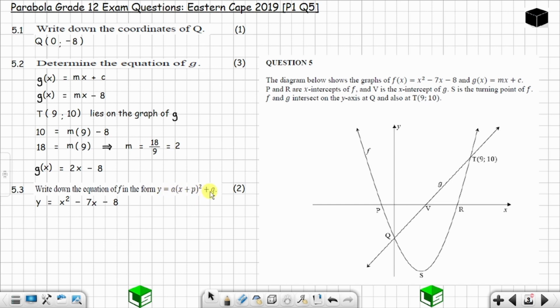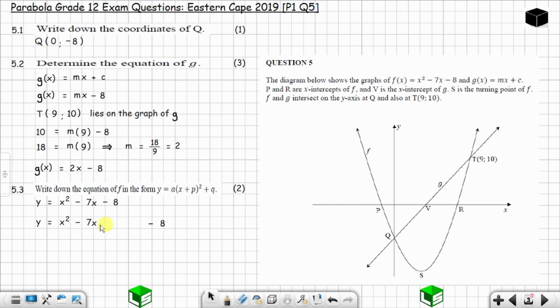Let's do that. To complete the square, this is what we are going to do. y is equal to x squared minus 7x. Now we are going to separate the constant. The constant is negative 8. You can see this is the constant. We are going to separate it from the rest of the terms. Now you have negative 8. I have a space there so that I can add something.